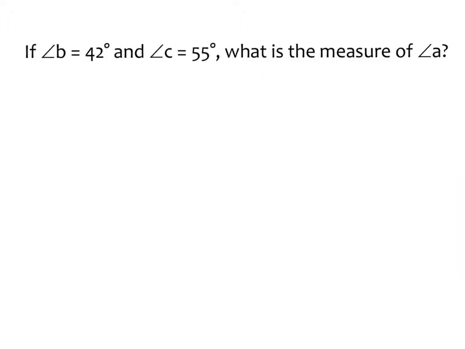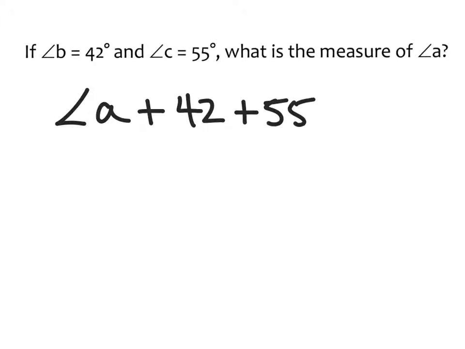Here's another problem, only this time we don't have the picture model. We don't have the actual triangle. But do we need it? If angle B equals 42 degrees and angle C equals 55 degrees, what is the measure of angle A? Well, we do know angle A plus angle B, which is 42, plus angle C, which is 55, must have a sum or total of 180 degrees.